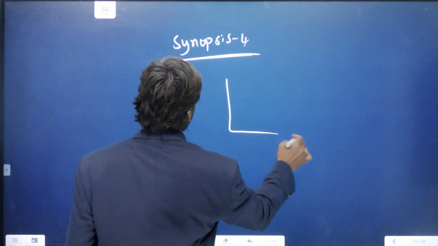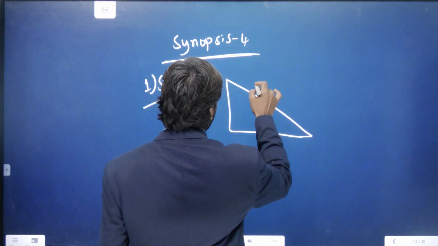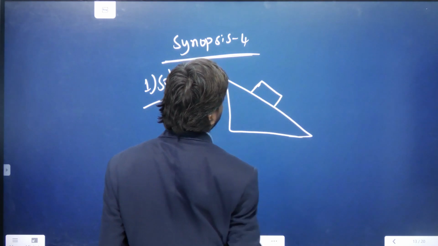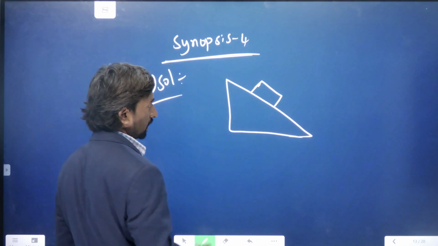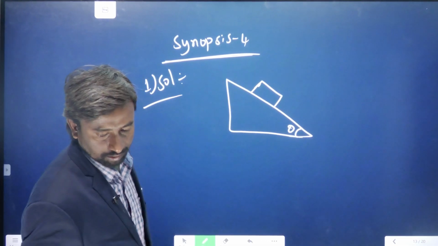So wedge is nothing but like this. An inclined plane is given there. This is a wedge, and it is moving. On this there is a block placed like this, and the inclination of this is theta.